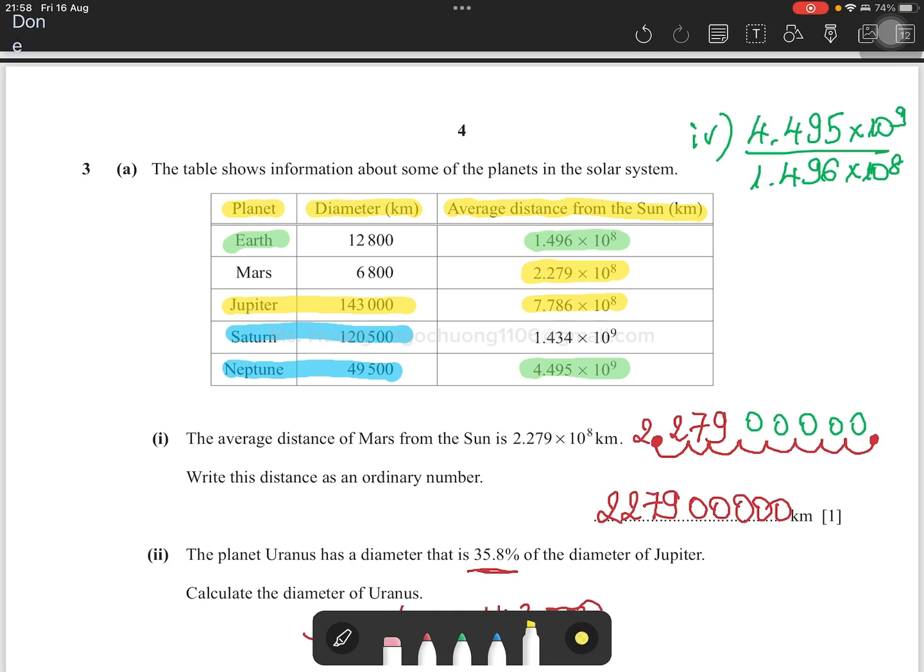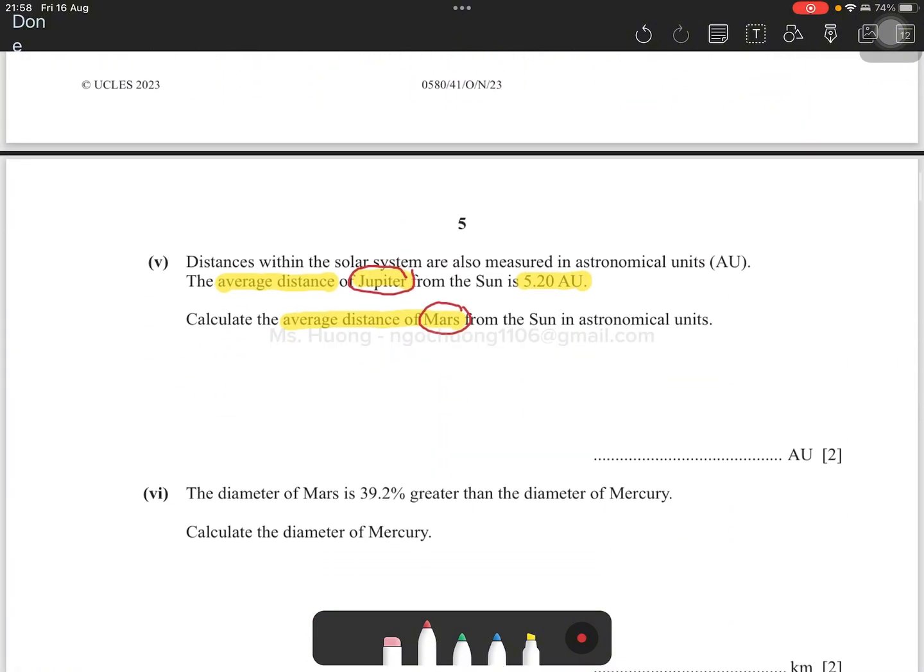We know that the average distance of Jupiter is 5.20 AU. This one is 5.20 AU, and we want to know Mars is how many AU. So let's write it again. Jupiter.